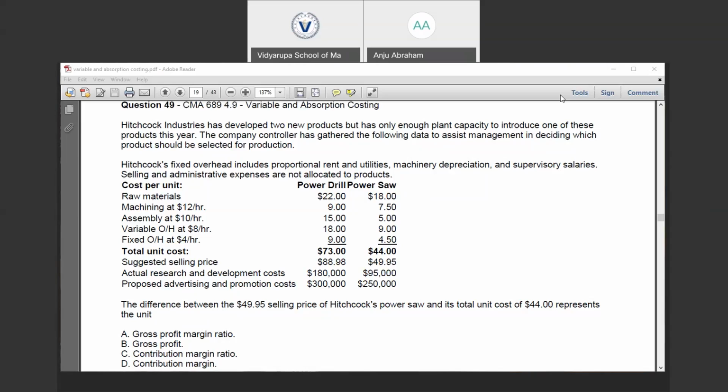And cost per unit data for the Power Saw and Power Drill is given to us. So raw materials, machining, assembly, variable overhead, fixed overhead, their allocations are provided to us, and the total unit cost of each product is given to us. And suggested selling price, actual research and development cost, proposed advertising and promotion cost. So the $49.95 is the suggested selling price of Power Saw, and its total unit cost is 44. So what is this difference between the selling price and the total unit cost referred to as?